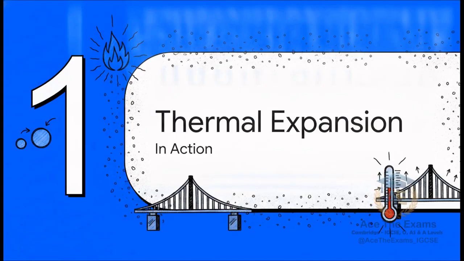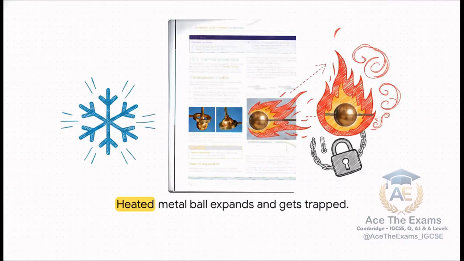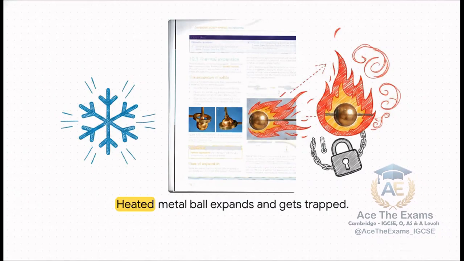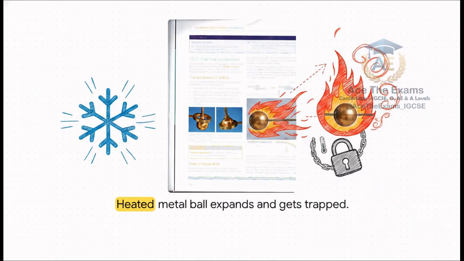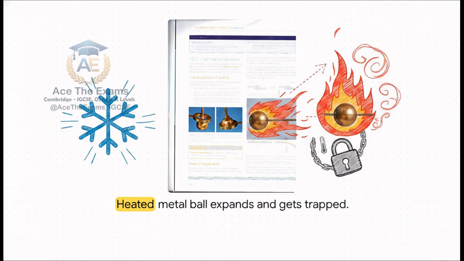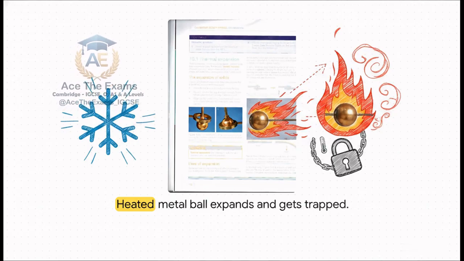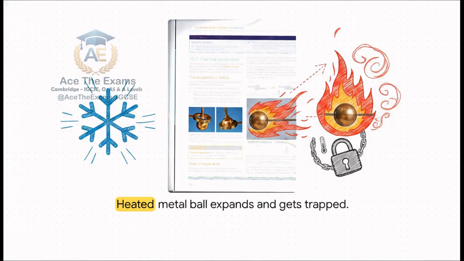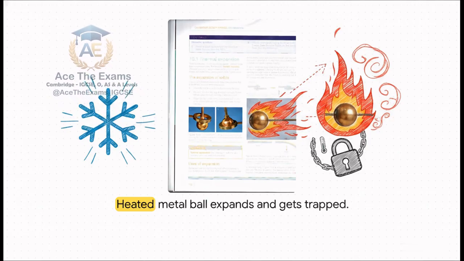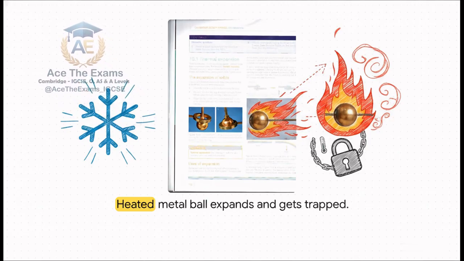Okay, moving into Section 1, Thermal Expansion in Action. This is where we initiate Act 2, our strategy reveal, and start decoding those assessment objectives. Now look at this classic classroom experiment. This brilliantly illustrates the concept of thermal expansion. On the cold side, the metal ball's diameter is just small enough to slip right through that brass ring. But after being strongly heated, it expands so much that it's literally physically trapped. It's not going anywhere until it cools down.